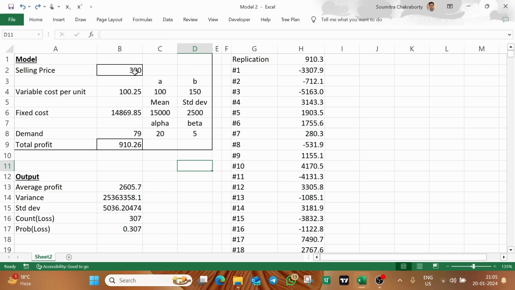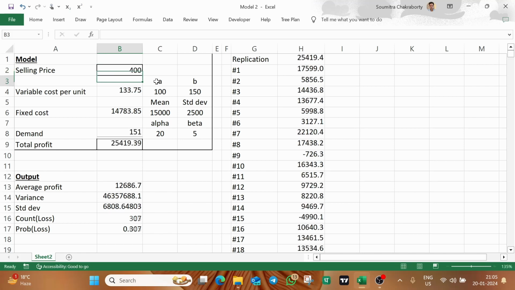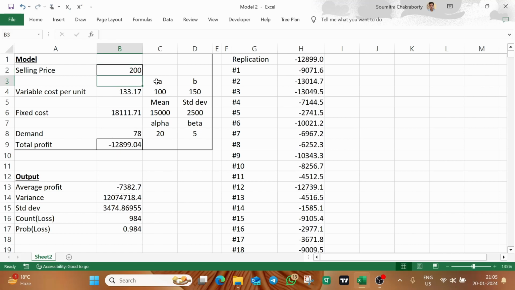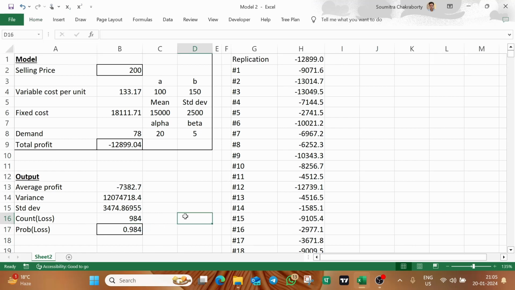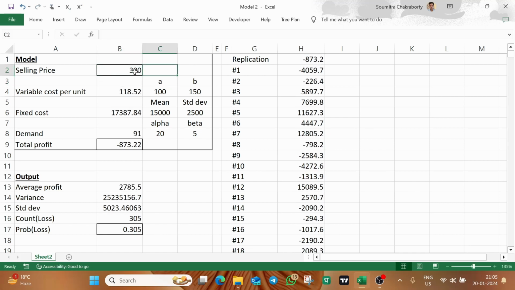Another thing is, if you want to carry out the sensitivity based on the selling price, for example, in this case you have $300 as your selling price per unit. Now one method is that you change it to 400, 200, whatever, and note down some value. Suppose you are interested in noting down the probability of loss. So what is the probability of loss at 200 selling price and 300 selling price? One method is that you change this manually and note the probability of loss.